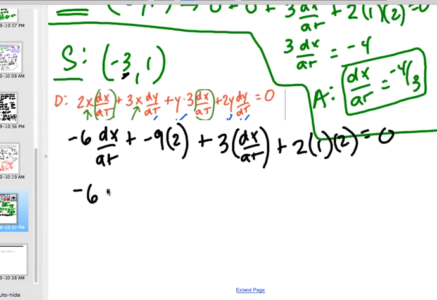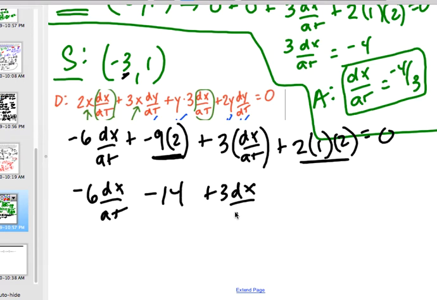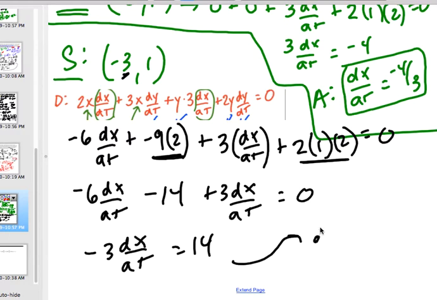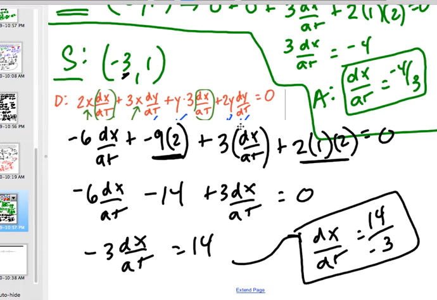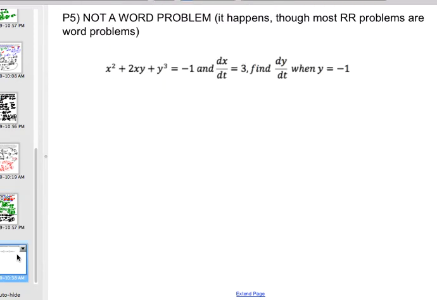So I seem to get negative 6 dx/dt, right? This is a negative 18, and this is a plus 4. So that seems to net a negative 14 plus 3 dx/dt equals 0. So I seem to get negative 3 dx/dt equals 14, which means dx/dt is 14 over negative 3, or negative 14/3. So there are two answers here because there were two x values that gave me the y value I need, right? All right. Last one, P5.